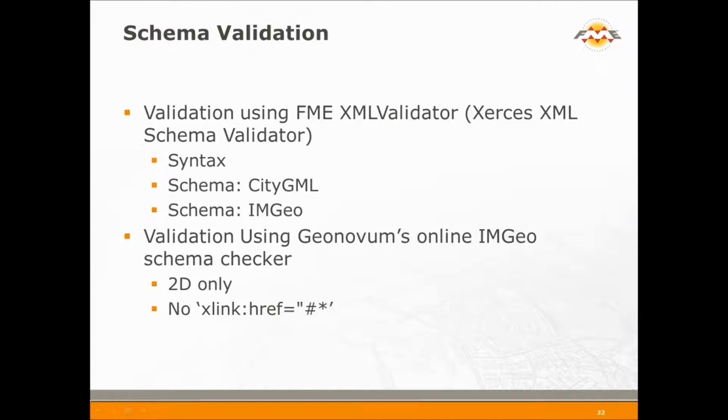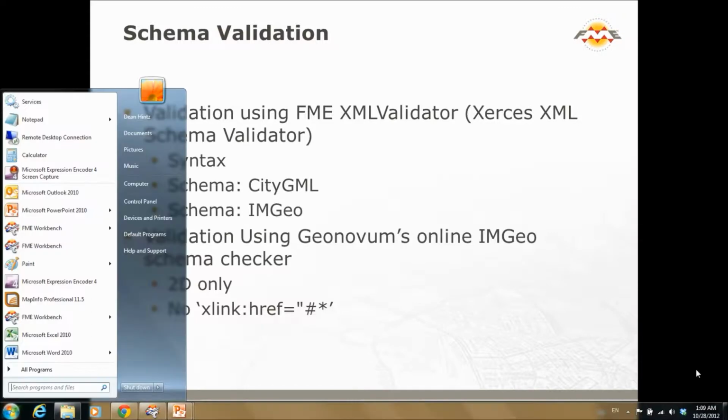So we have two tools that we use for validation. FME has an XML validator transformer based on the Xerces library, and that can do both syntax as well as schema checking. And then there's the validator that comes from GeoNovum for the purposes of the relay. And let's have a quick look at each.